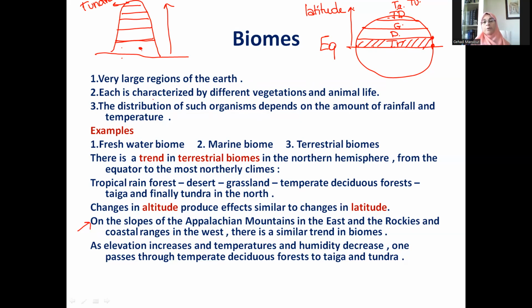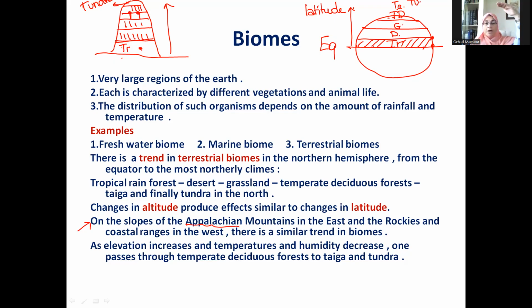On the slopes of the Appalachian Mountains in the east, and the Rockies and coastal ranges in the west, there is a similar trend in the biome. I hope I'm pronouncing it correctly. You will have similar trends, meaning you first have tropical forest, then desert plants, then grassland, then temperate deciduous forests, and then the taiga again and the tundra in the north.